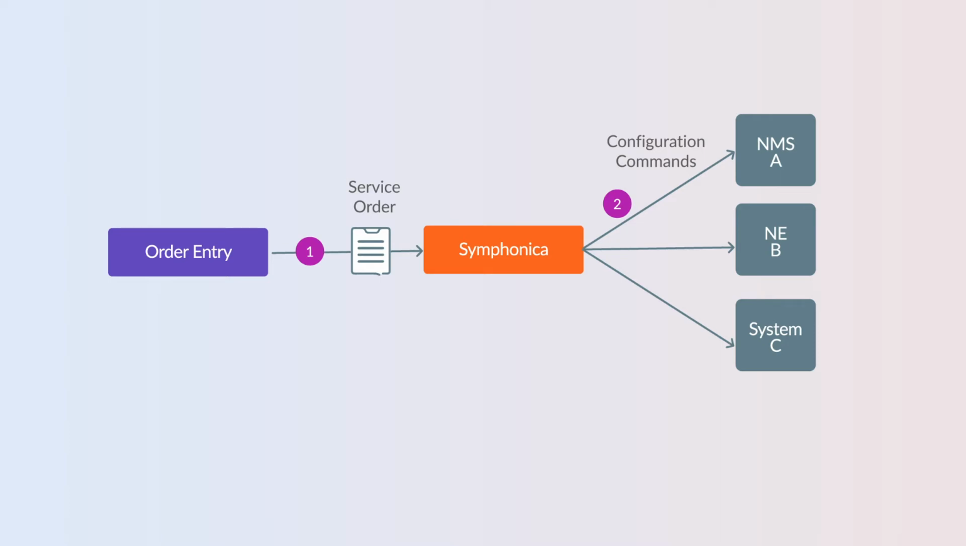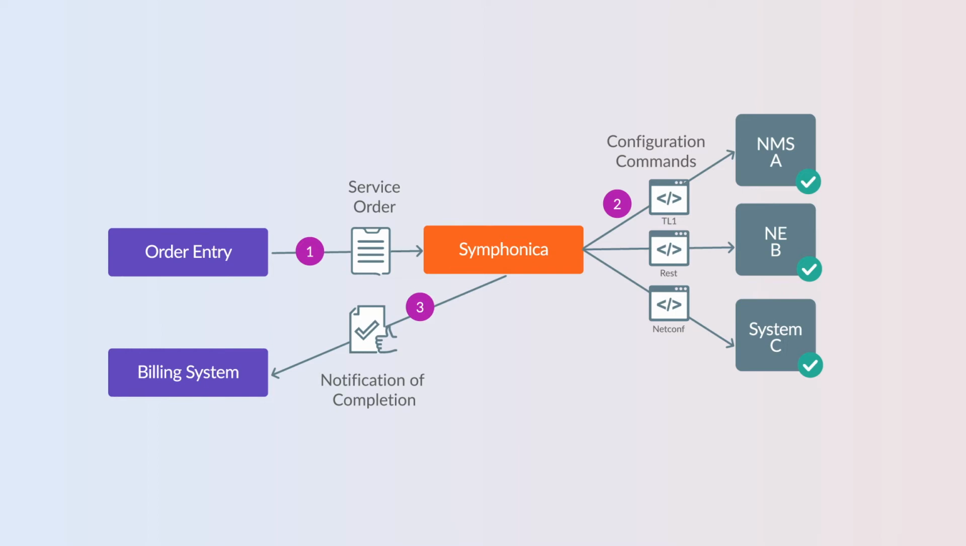As you well know, provisioning interfaces, communication protocols, and command sets can vary across network elements. Symphonica abstracts the business process from the network complexity. It is also important to notice that, to avoid dependency-related errors, the activation process must be properly orchestrated so that the configuration tasks are executed in the correct order. Finally, after configuring the service on the network, Symphonica notifies the completion of the order to the billing system.